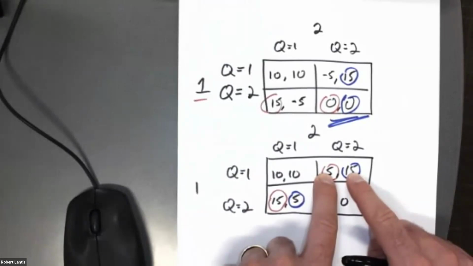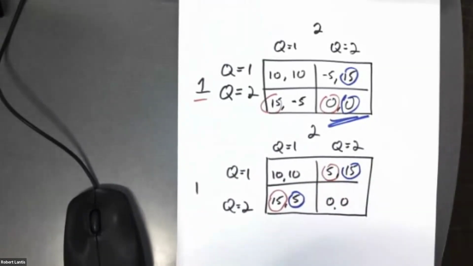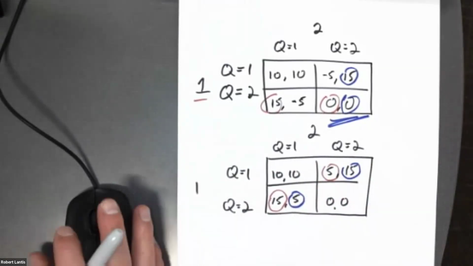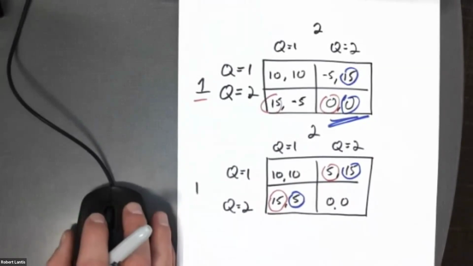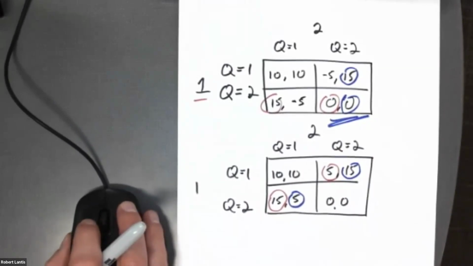If we're over here, should firm 1 change their decision? Nope, 0 is worse than 5. Would firm 2? 10 is worse than 15. So once we end up in one of these equilibria, we're going to get stuck there, right? But we don't know which one we're going to get stuck with.